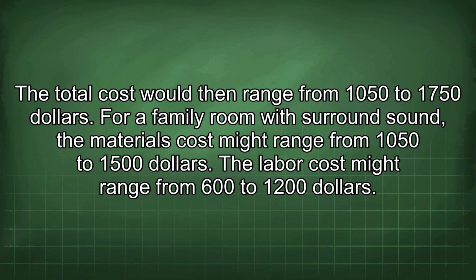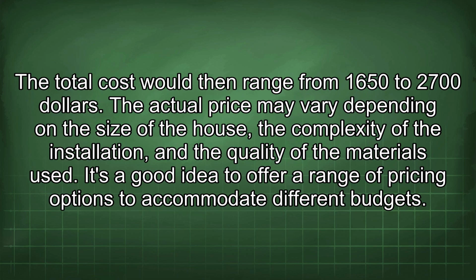For a family room with surround sound, the materials cost might range from $1050 to $1500. The labor cost might range from $600 to $1200. The total cost would then range from $1650 to $2700.